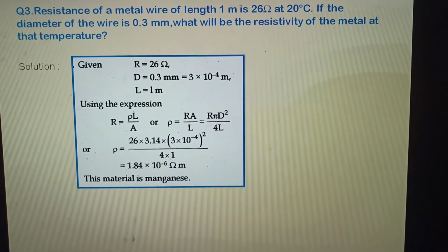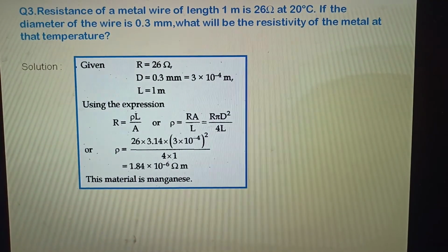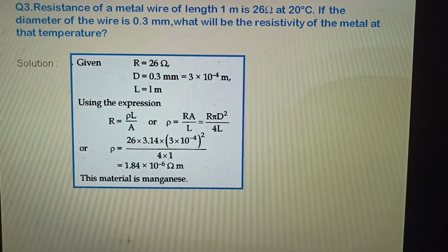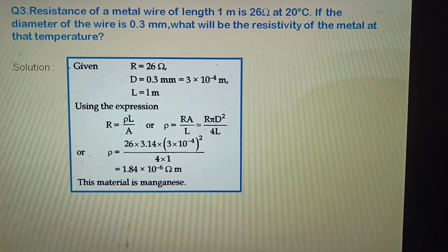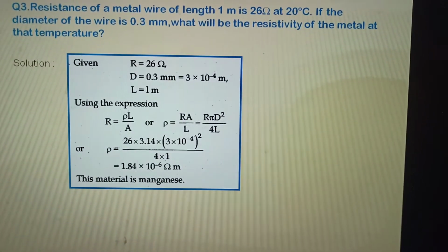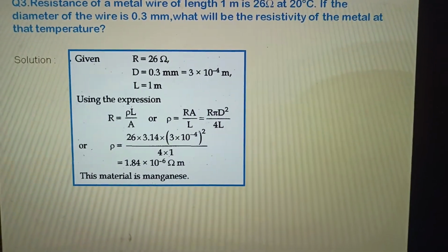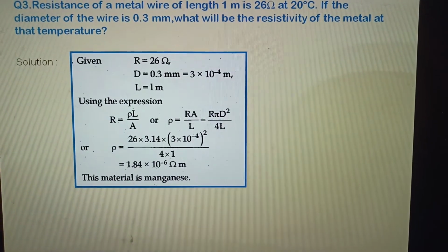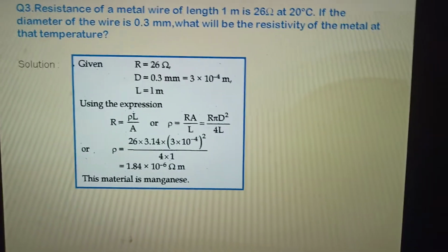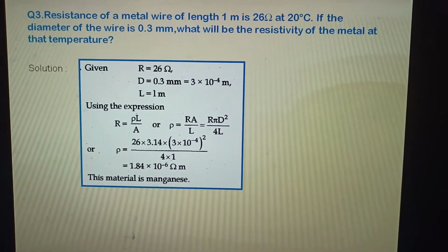Using the expression R equal to rho L upon A, what is rho equal to? R into A upon L. What is the value of area? Area we know is pi r square, and we can write it as pi d square upon 4. So rho is equal to R pi d square upon 4L. Putting all the values, we get 1.84 into 10 raised to power minus 6 ohm meter, and that is the resistivity of manganese. So we can understand that the metal is manganese.